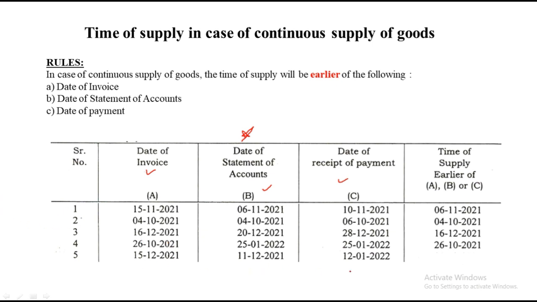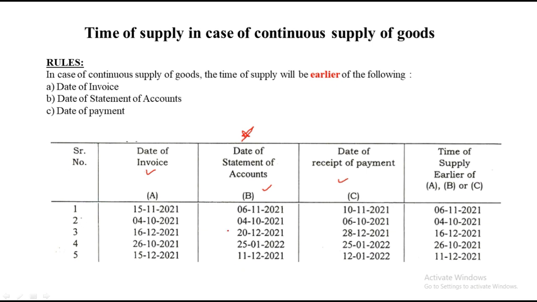15 December, 11 December, and 12th Jan. But that 12th Jan is of 2022. The earlier one we'll have to check from these two. So it will be, yes, 11th December. Okay, that's my time of supply under continuous supply of goods.